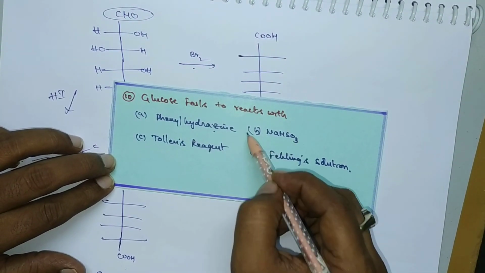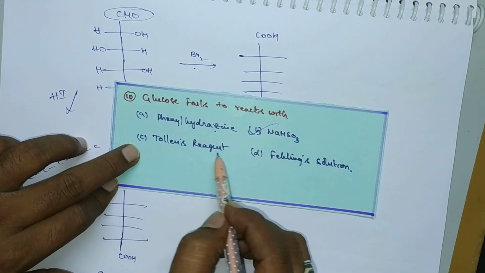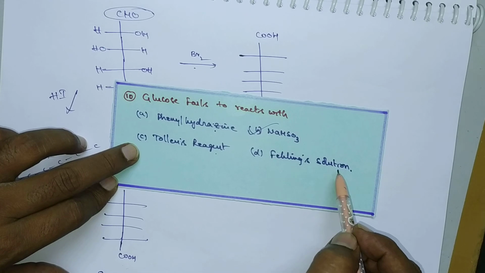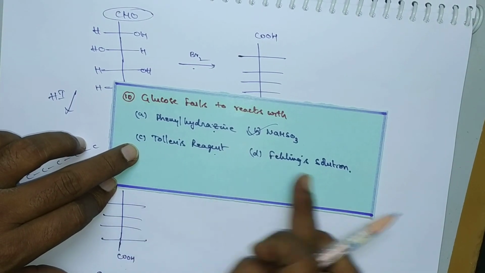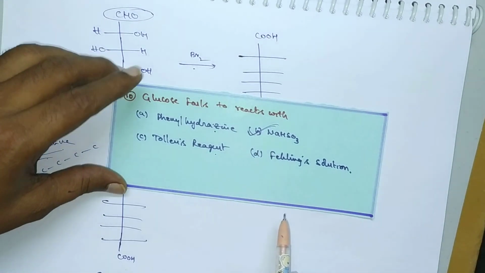And glucose does not react with sodium bisulfite. Glucose reacts with Tollens reagent and also Fehling's reagent. Since glucose is a reducing sugar, it reacts with both Tollens reagent and Fehling's reagent. So glucose does not react with sodium bisulfite. And next one.